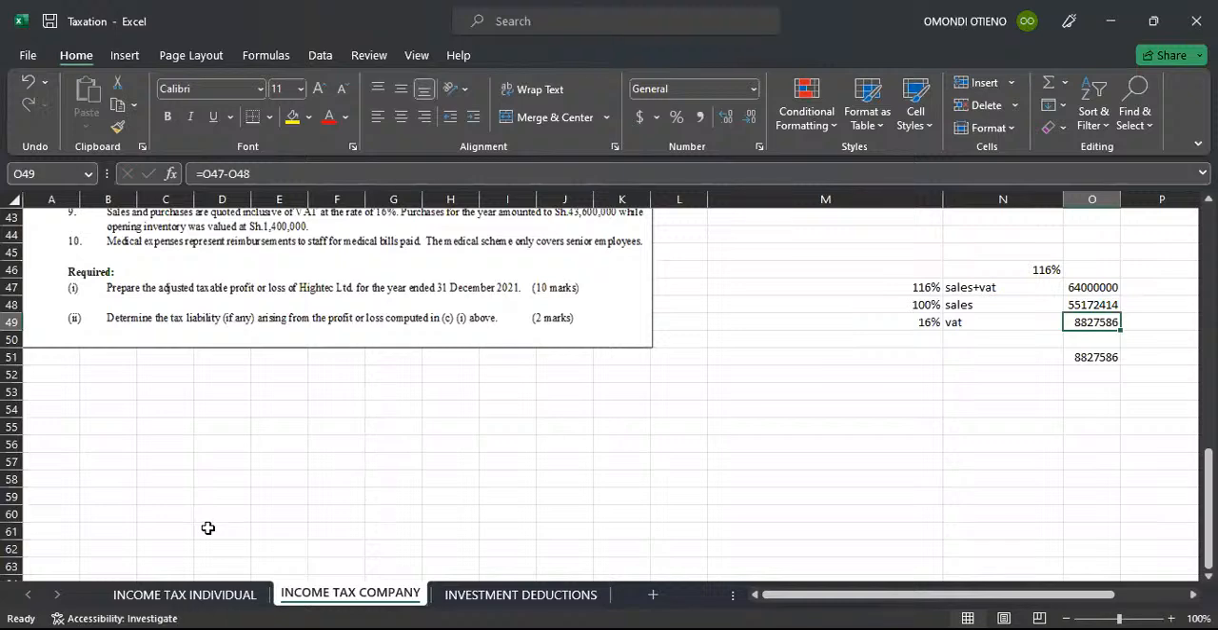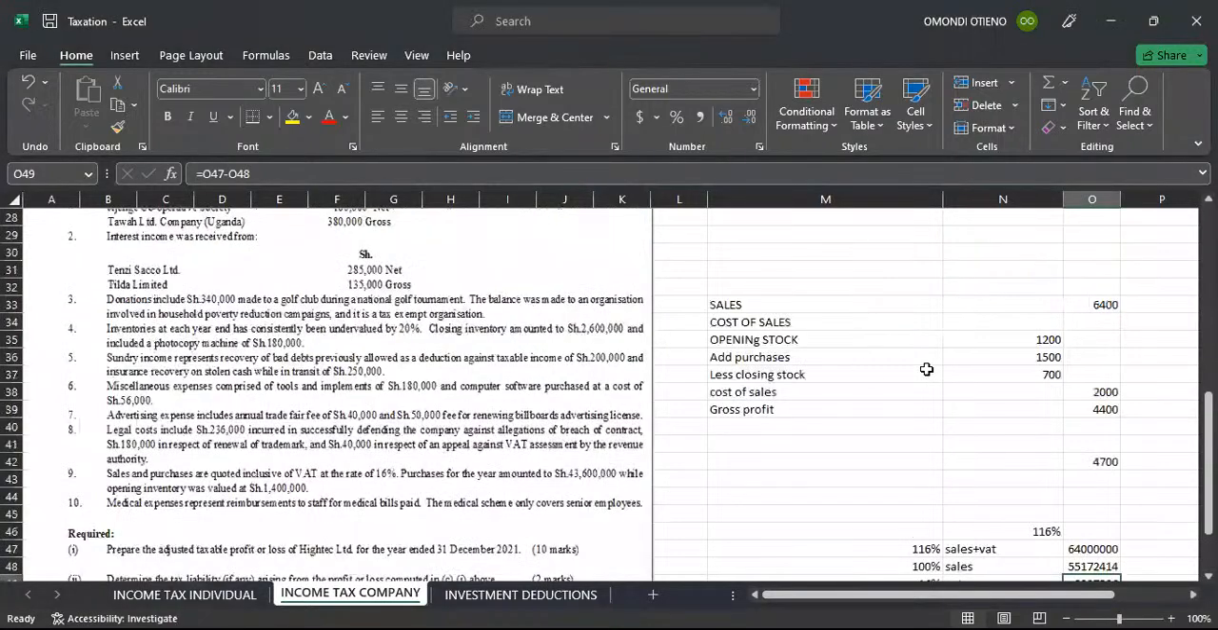Is that clear? Is that clear now? Yes, so that's what we did to get the value of VAT up there.